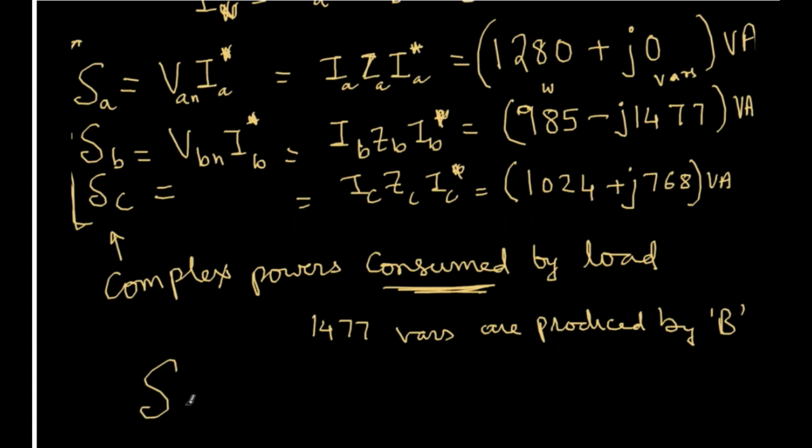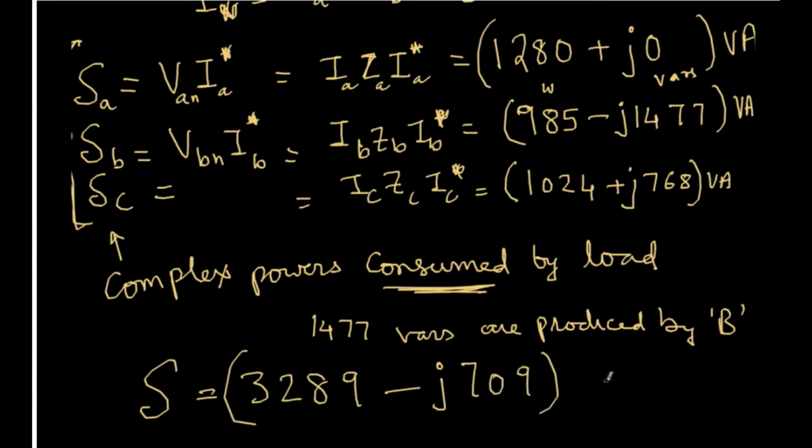So S total is 3289 minus J709 volt ampere. This is the total power consumed by the load. You notice that this is watts and this is watts, and it is negative. That means the three phase load is actually net generating the reactive power and supplying towards the source side.